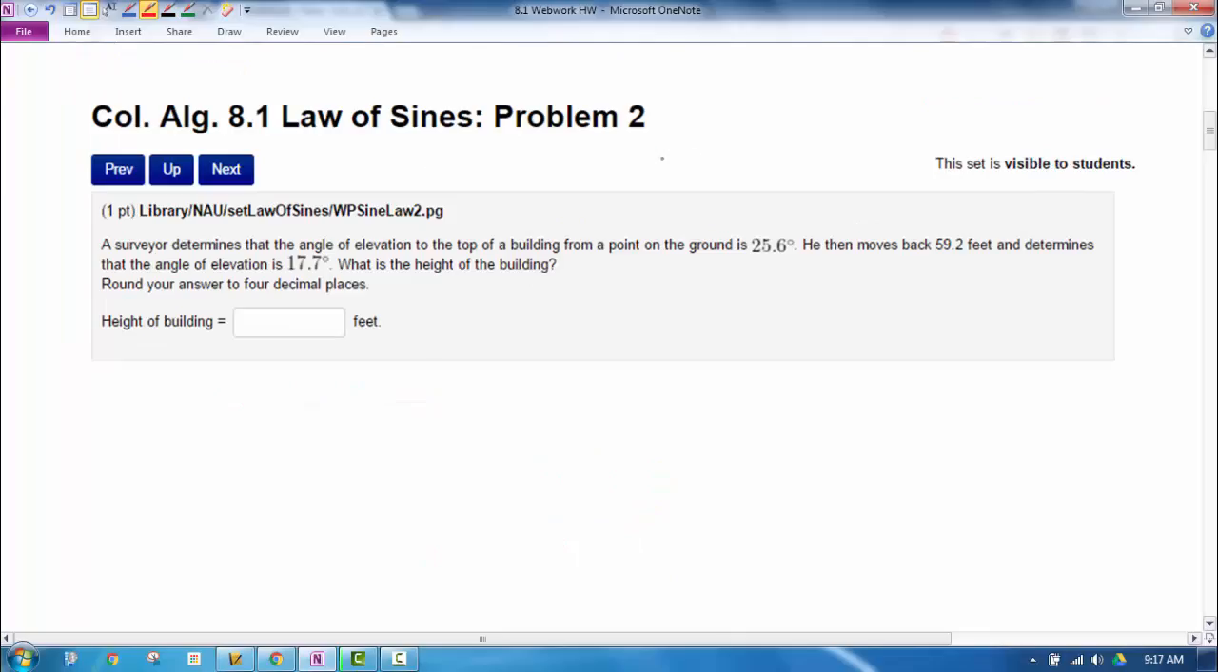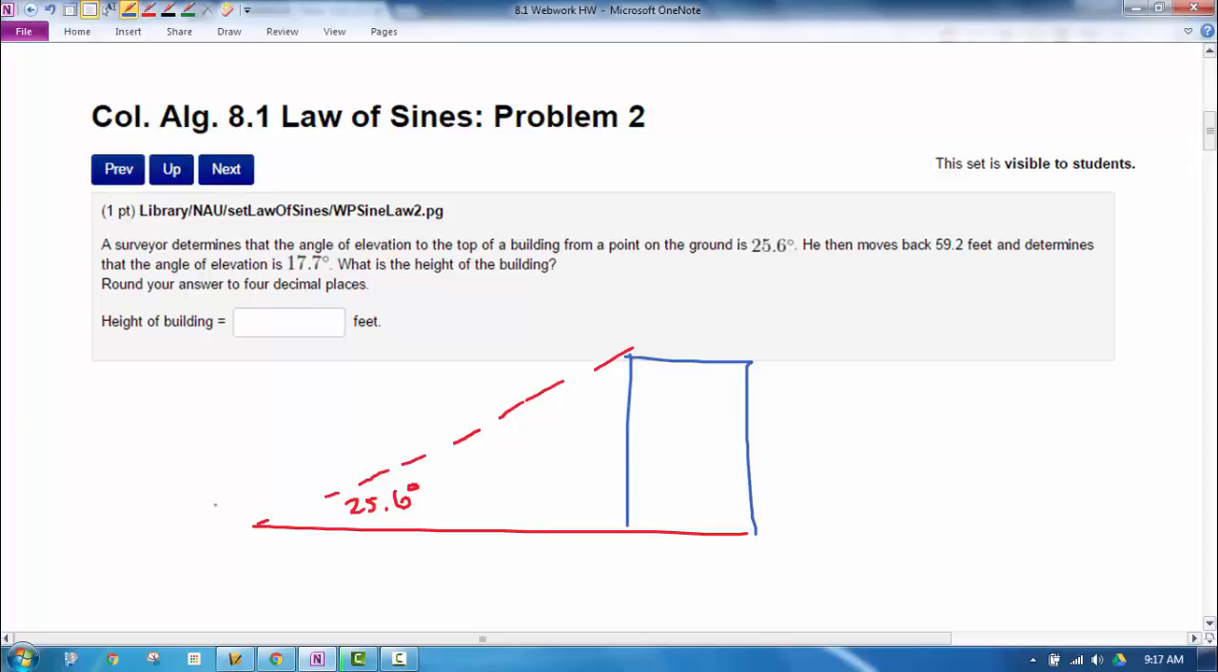Okay, the next problem, number 2, says a surveyor determines that the angle of elevation to the top of the building from a point on the ground is 25.6. He then moves back 59.2 feet. So here's the building. He's going to move back this distance, 59.2 feet, and determines that the angle of elevation is now smaller, which is 17.7 degrees. And the question is, what is the height of the building?